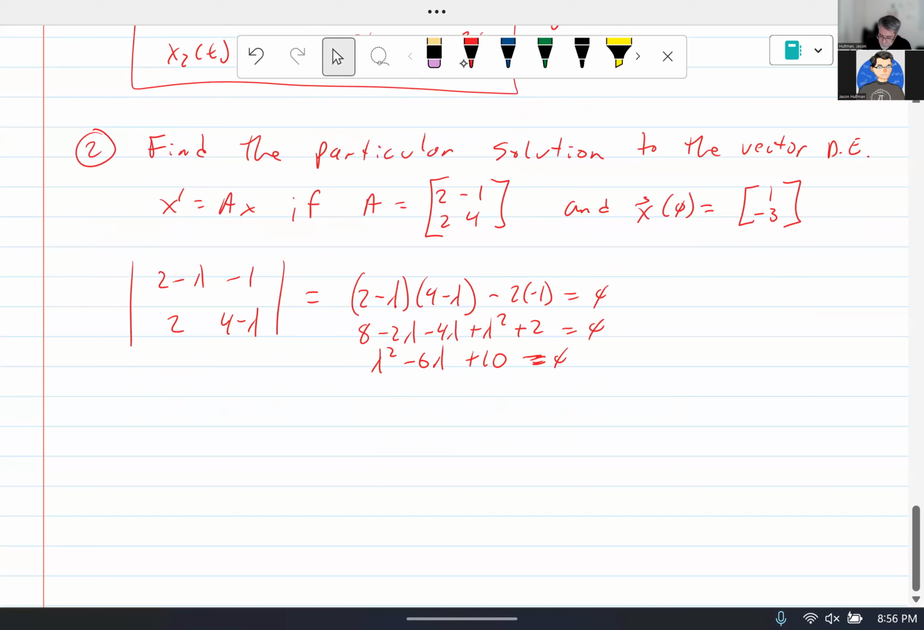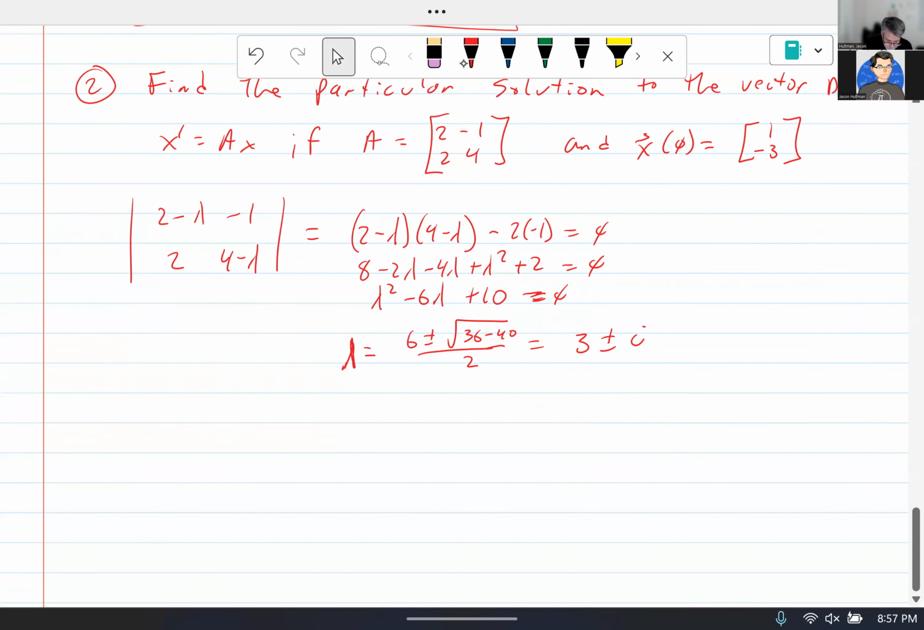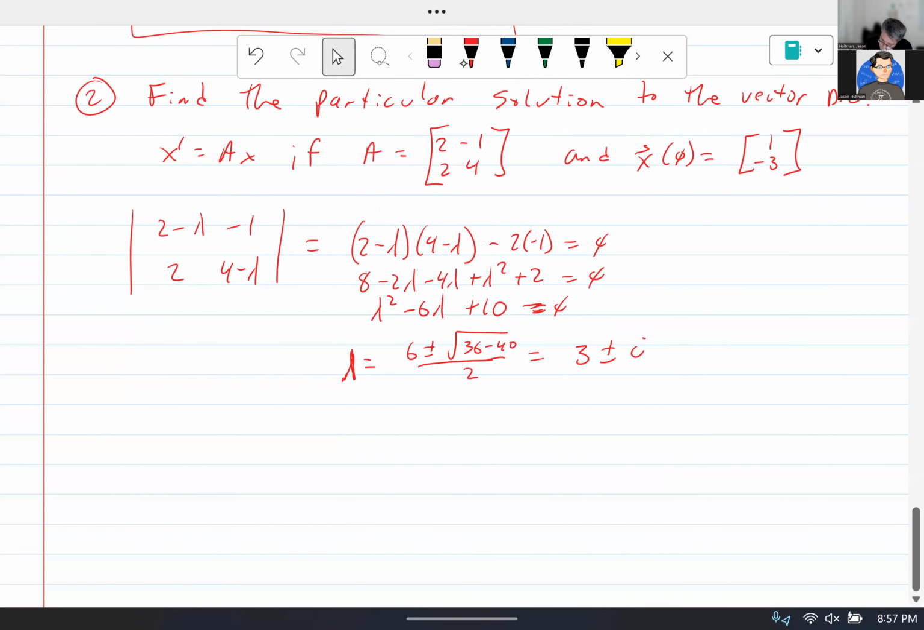So this is not factorable. We have to use the quadratic formula on this. So lambda equals negative of negative 6, which is 6, plus or minus the square root of 6 squared, 36, minus 40, that's 4ac, all over 2a, which is 2. This is equal to 3 plus or minus i, because we get a square root of negative 4, and that's going to cancel with the 2. So we have complex eigenvalues.